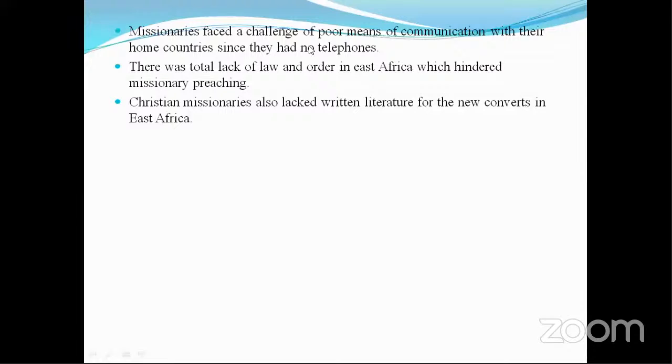Teacher, I'm sorry to be a little bit off topic, but there is this phrase I came across in some history notes: the flag followed the cross. What does it mean? Now we will look at that under a subtopic known as the role of missionaries in the colonization of East Africa. They wanted to mean that they came with the cross, but behind the cross there was a flag, meaning that they had to spread Christianity in East Africa, soften the minds of these Africans, and prepare the ground for colonialism. You understand? Okay, thank you, teacher. You are welcome.